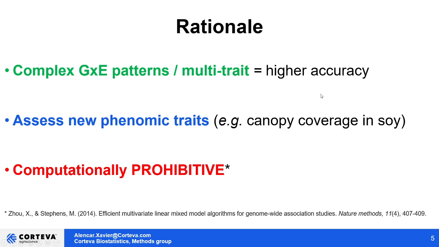Another thing that is novel these days is to assess the value of traits derived from phenomic equipment and drones. Here I'm just giving an example of canopy coverage in soy. However, a big problem with multivariate models is that they are usually computationally prohibitive.